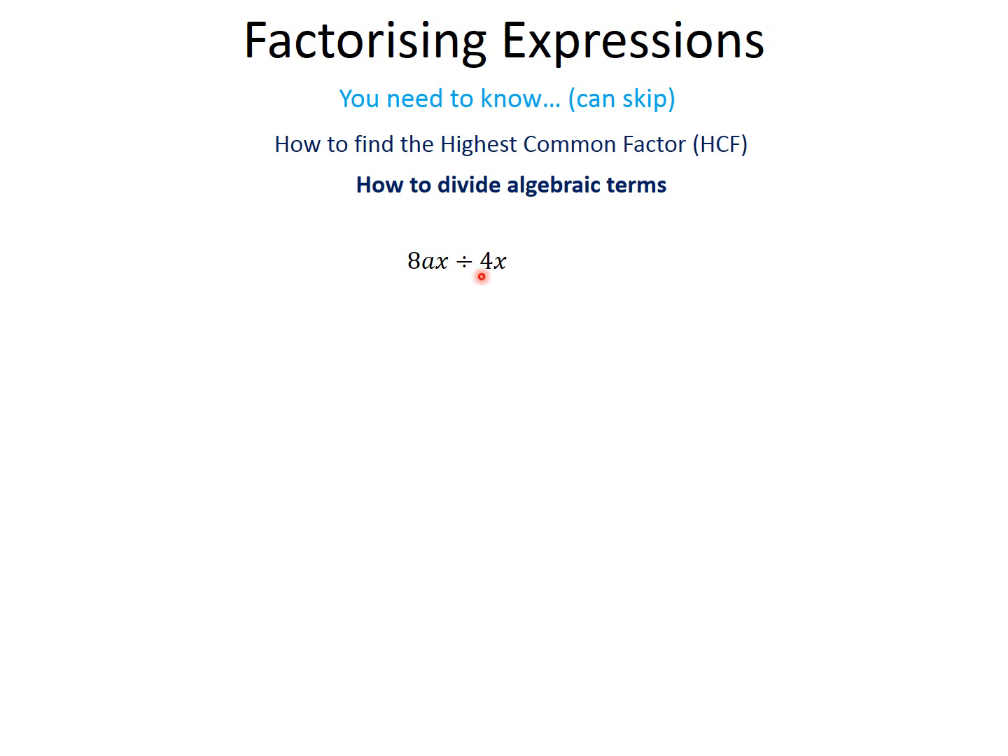So 8 divided by 4 is 2. The second number will always go directly into the first number. And with the letters, any letters on this side can be cancelled by any letters on the other side. So that x and that x cancel each other out. So 8 divided by 4 is 2. The x's cancel out, leaving just the a. So our answer is 2a.